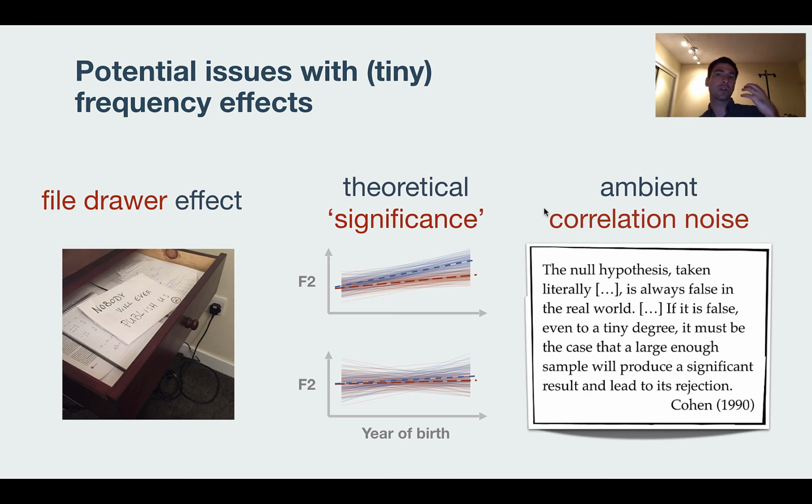And then finally, we have the issue of ambient correlation noise. And I have another quote here from Cohen, which is that the null hypothesis, taken literally, is always false in the real world. If it is false, even to a tiny degree, it must be the case that a large enough sample will produce a significant result and lead to its rejection. So when someone hears this, and that was certainly my reaction when I heard it for the first time, I think it sounds wrong, right? Like our statistical tests' significance shouldn't be a function of the sample size. If there isn't an effect, it shouldn't matter whether we're looking at a large sample or a small sample. We just shouldn't find that effect.